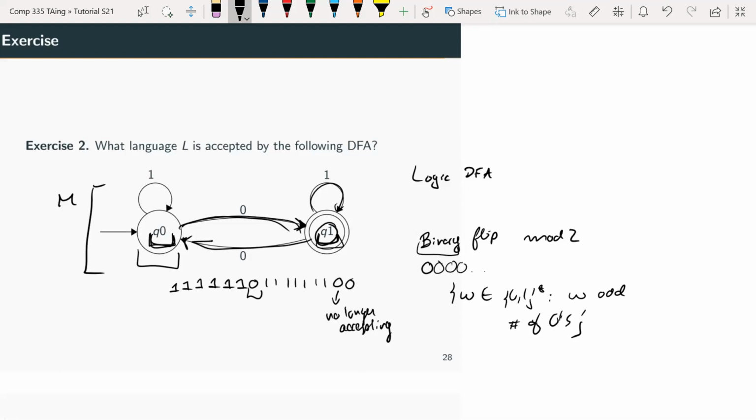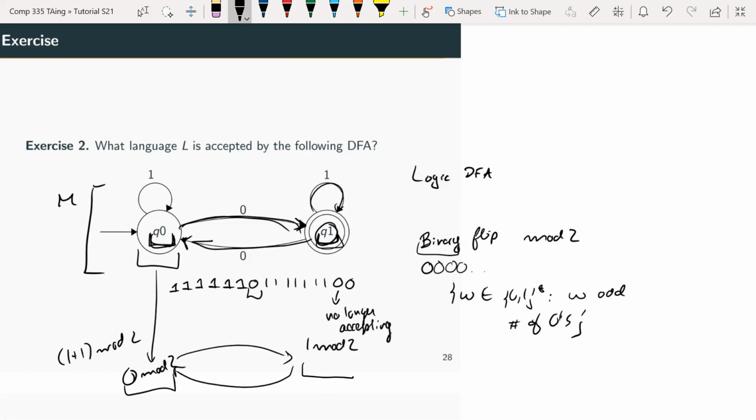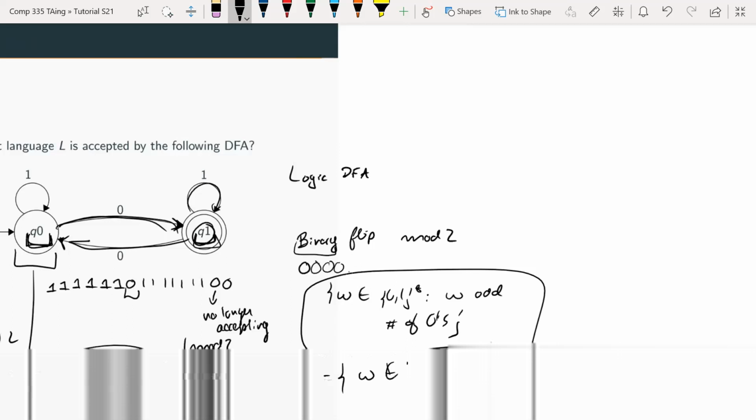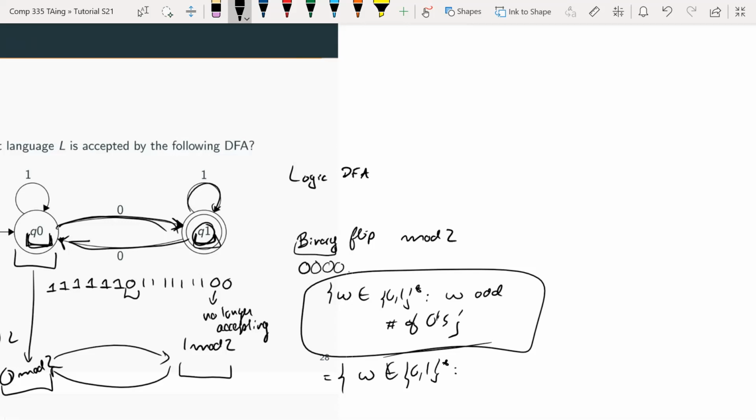So if I start at Q0 and I read a 0, I flip the switch to Q1. That's allowing me to go to 1 mod 2. If I flip the switch back, then if you remember from 232, or just from general programming, 1 plus 1 mod 2 is 0 mod 2. So this state is like 0 mod 2, and this state is like 1 mod 2. And so this is the language accepted by your DFA. An equivalent description could be: W in {0,1}* such that the number of zeros in W mod 2 is equal to 1.